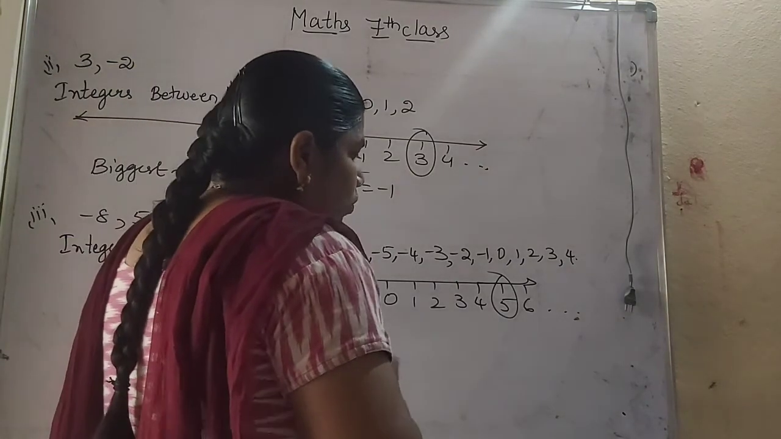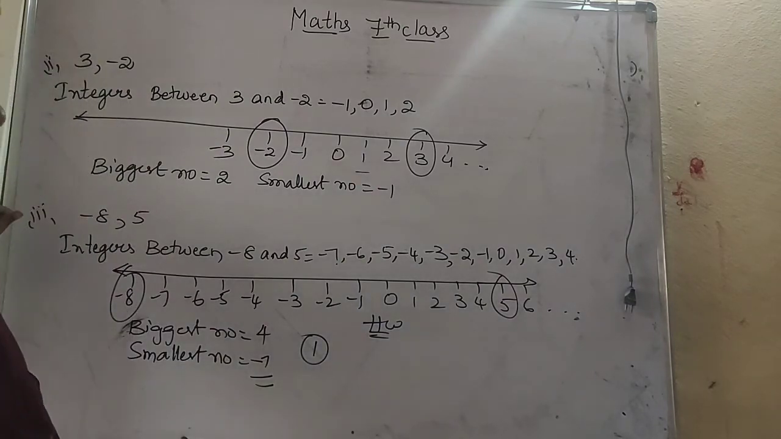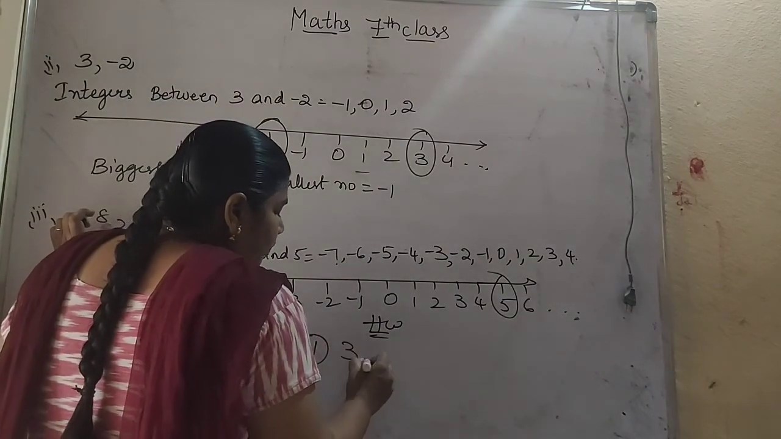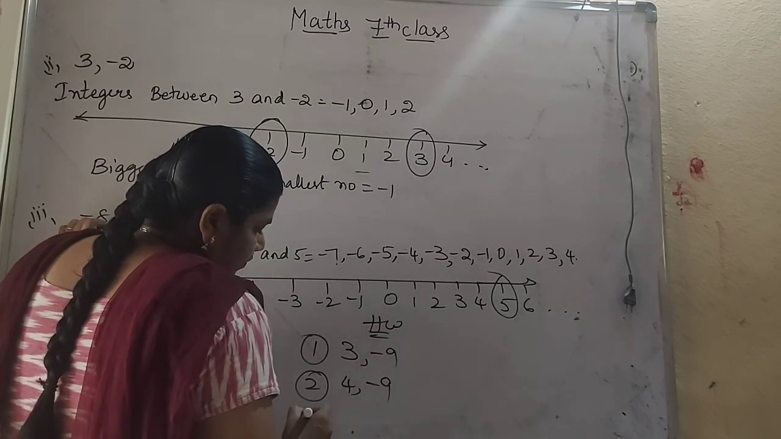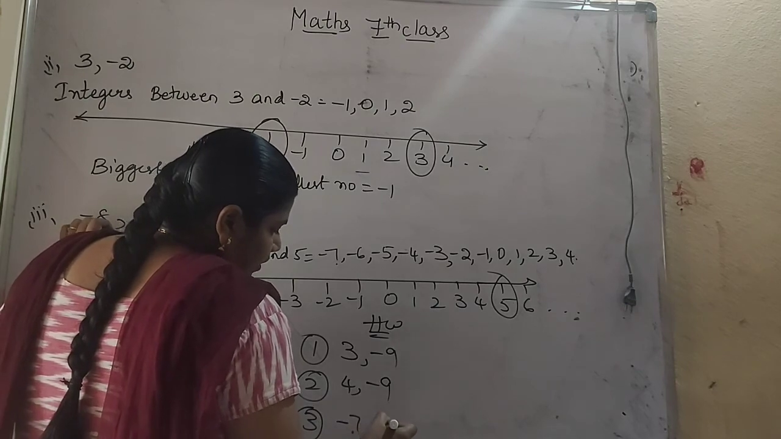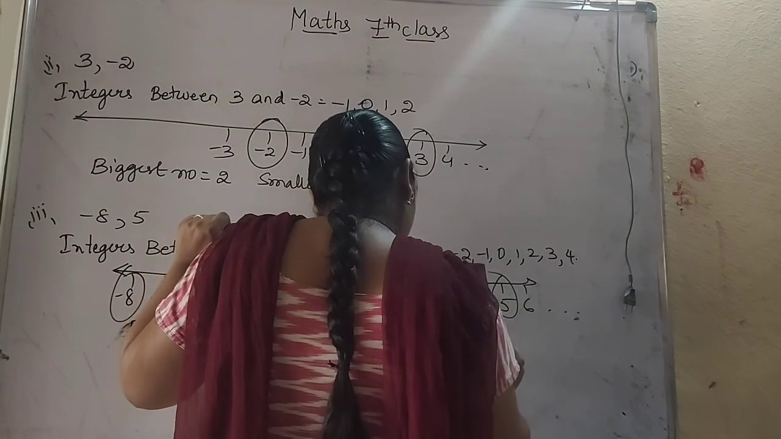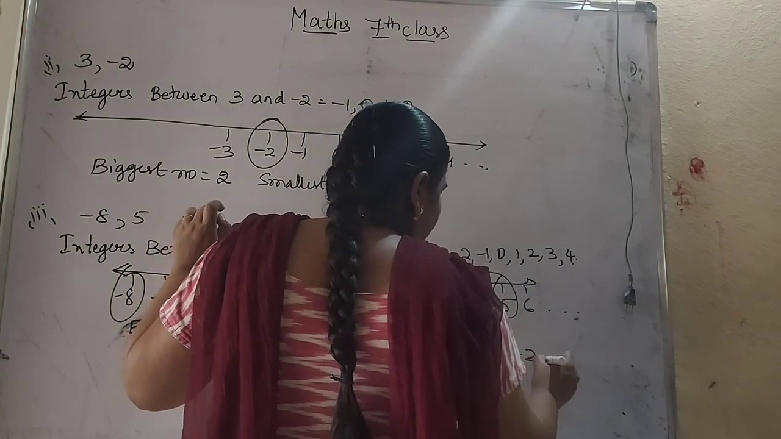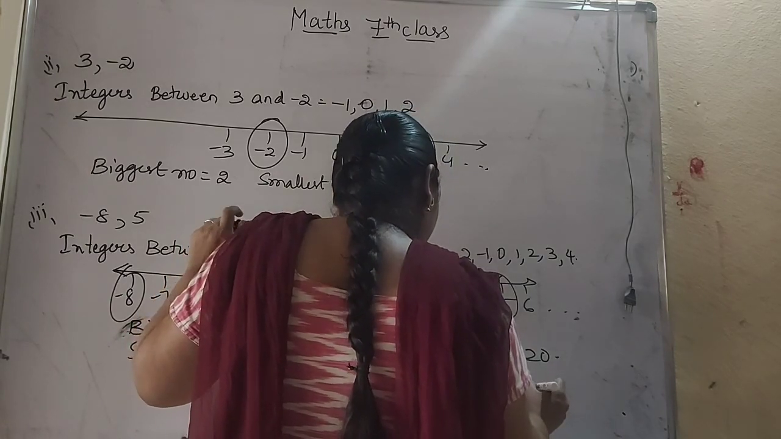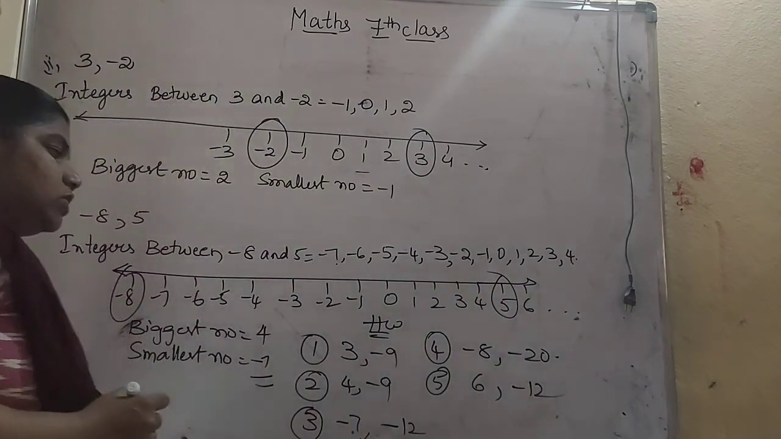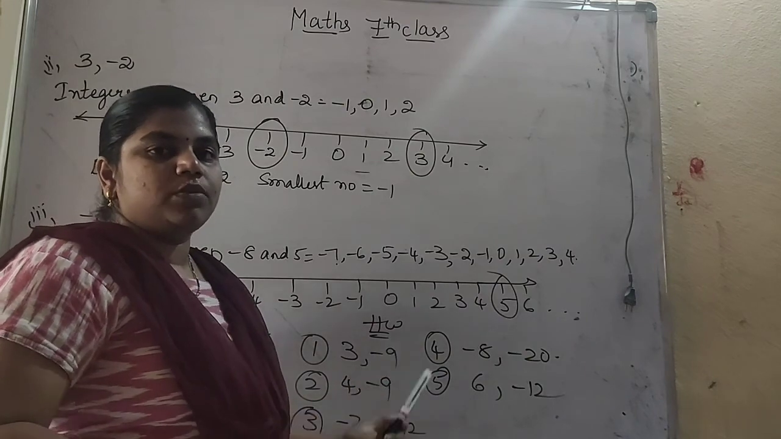So I will give you some homework. Try these problems as homework. You just have to write the between numbers and draw a number line. The pairs are 3 comma minus 9, 4 comma minus 9, minus 7 comma minus 12, minus 8 comma minus 20, 6 comma minus 12. For all these questions, find the between numbers, and also find which is the greater number and which is the smallest number.